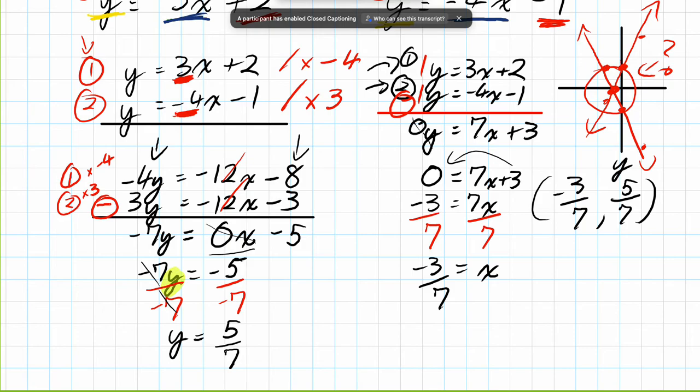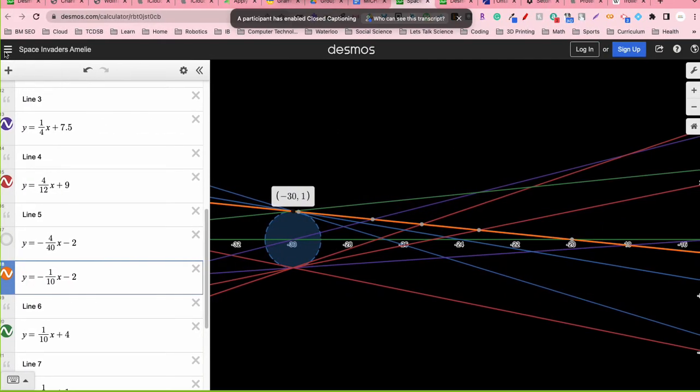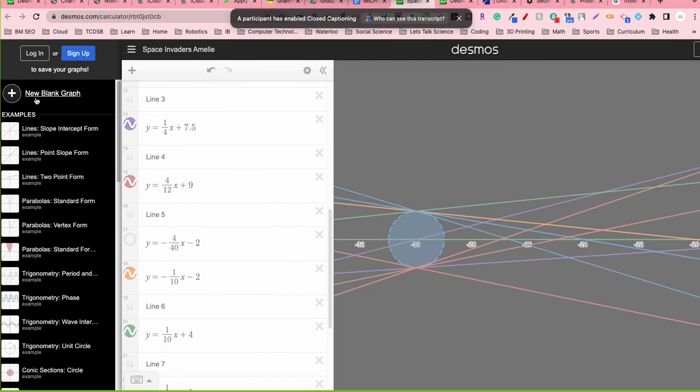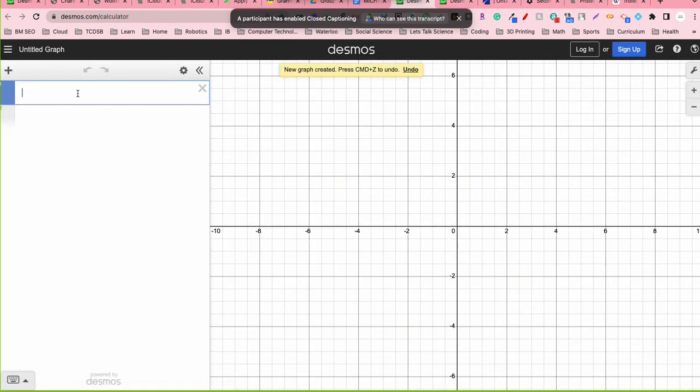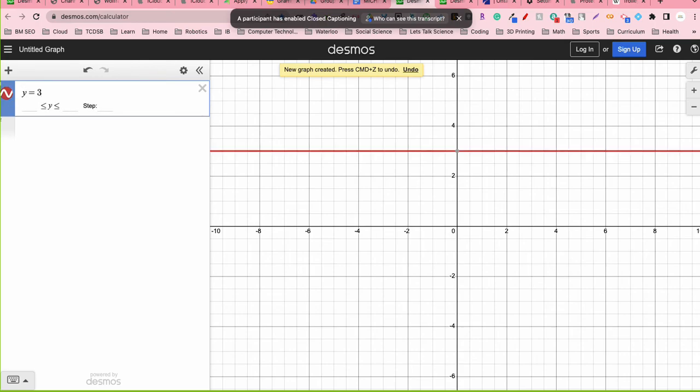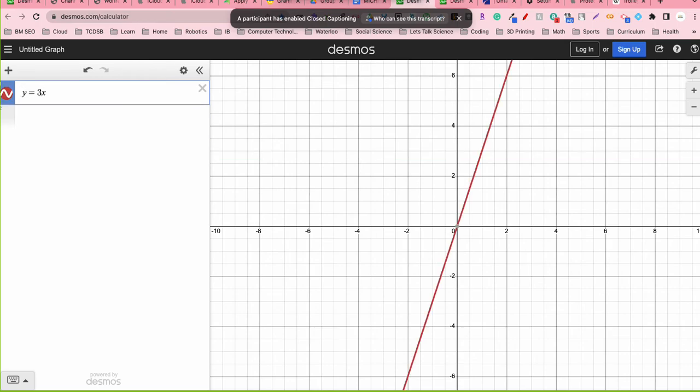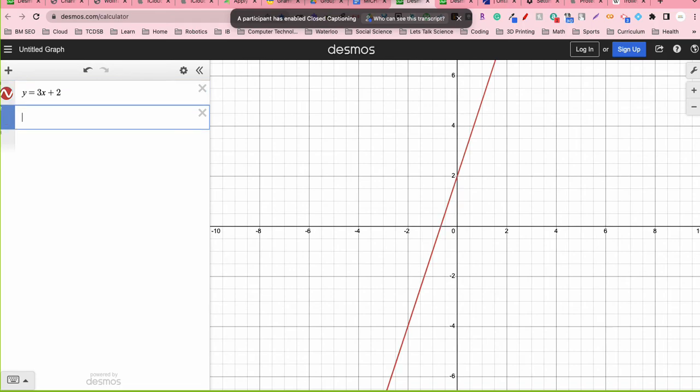Okay, we can double check that this is correct here. We'll punch in our two equations. Let's make a new blank document here. Our first equation read y was equal to 3x plus 2. And our other equation read y was equal to -4x minus 1. All right, there we go.